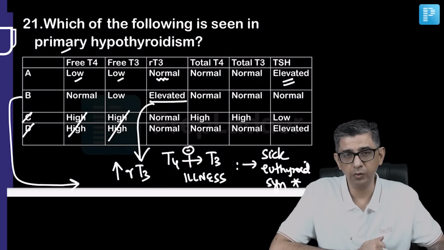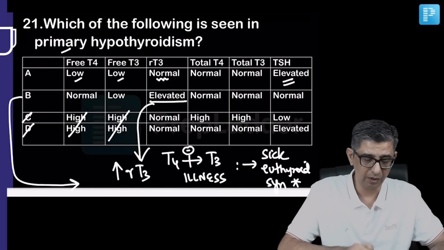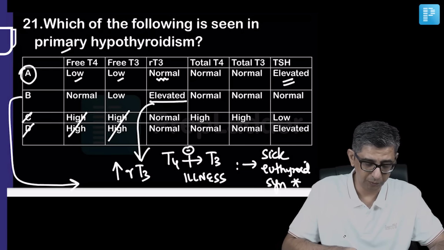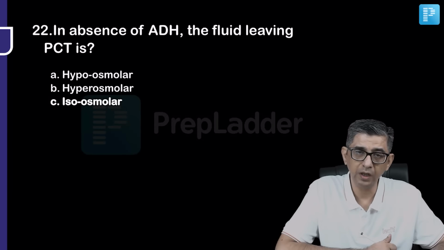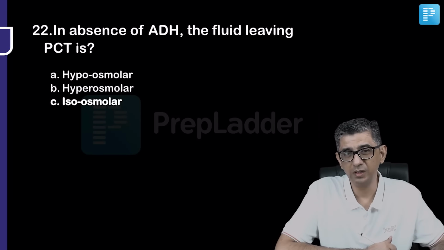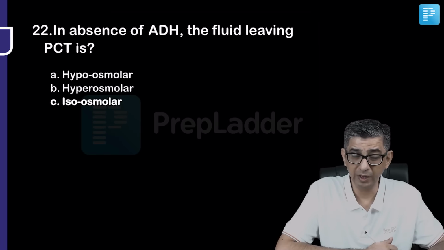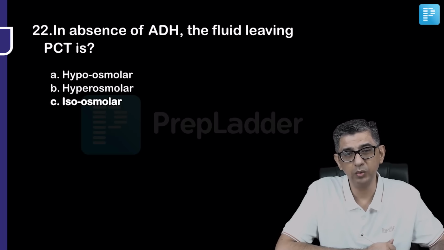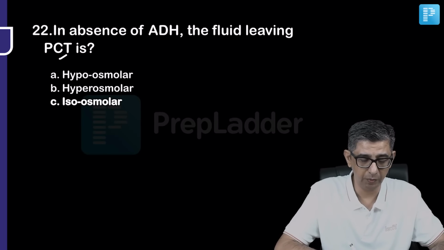I was focusing between A versus B, and the correct answer for this one is the first option of this question. The next question again had a physiology overlap, so I thought I'll just give up the answer here, and that would ease off the pressure on me and I can do the explanation part. He said, in absence of ADH, the fluid leaving the proximal convoluted tubule is.